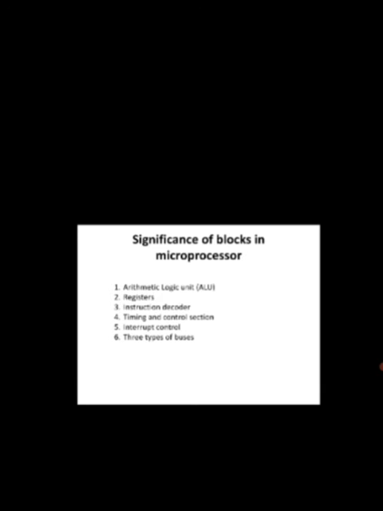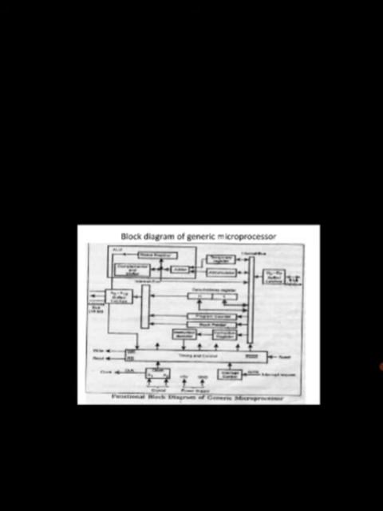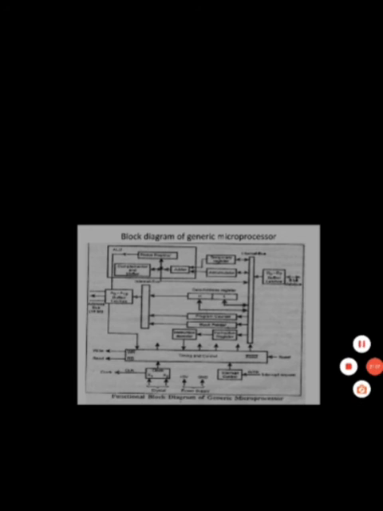Then the next was the interrupt control. Interrupt is an essential process in a microprocessor. It executes certain steps when an interrupt occurs. Then the last was the three types of buses: the address bus, data bus and the control bus. The address bus is 16 bit, that is A0 to A15, and it is unidirectional. The data bus is 8 bit, bidirectional, D0 to D7. And then next was the control bus, which carries signals to execute operations.